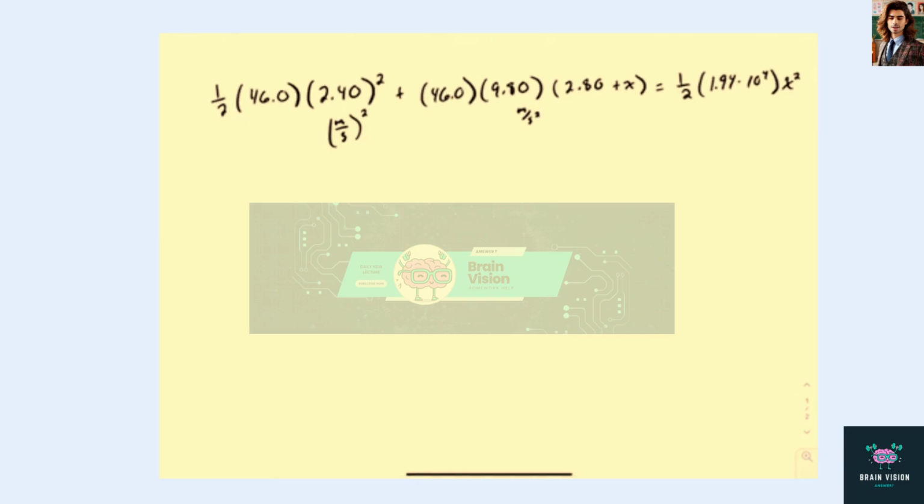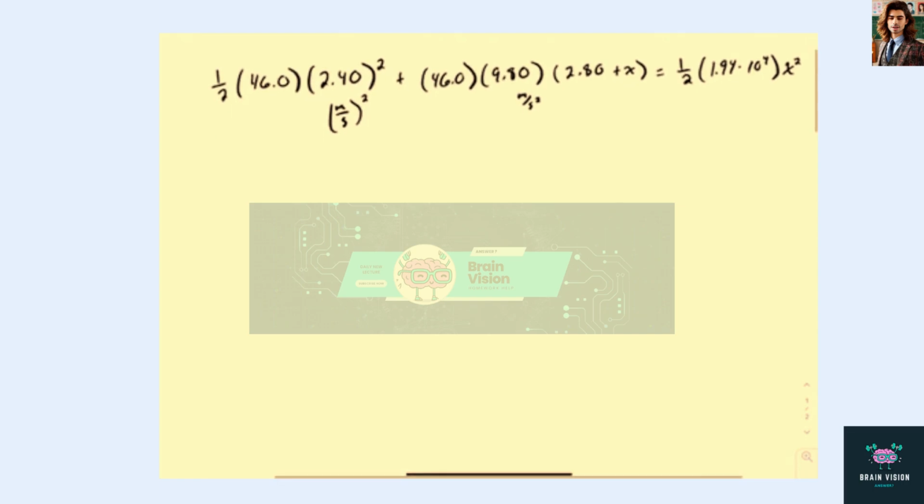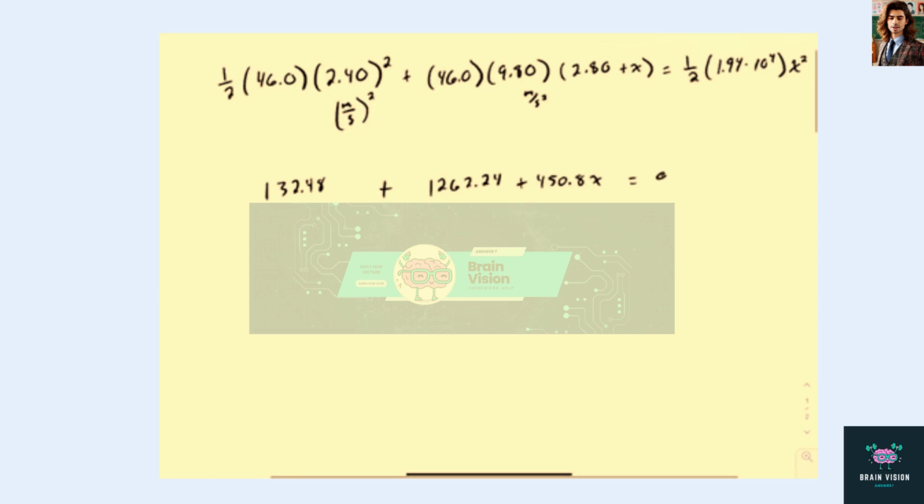So first of all, we'll just analyze this completely numerically. We won't worry about any of the physics. To multiply this all out, we get 132.48, and then plus, well, these two together are 450.8, and then we'll distribute it out, so times 2.8 we get 1,262.24 plus 450.8x. That's going to equal 9,700 x squared.